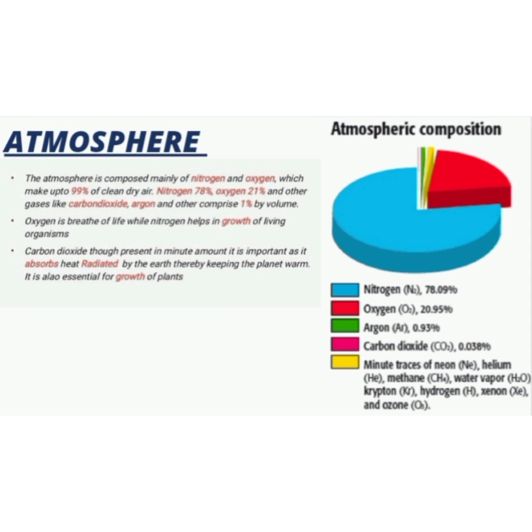So what are the percentages? Nitrogen is 78%, oxygen is 21%, and other gases like carbon dioxide, argon and others comprise 1% by volume. Oxygen is the breath of life, while nitrogen helps in the growth of living organisms.